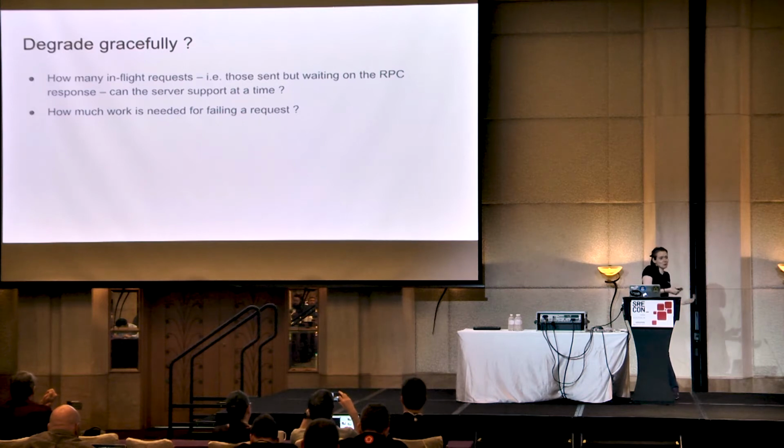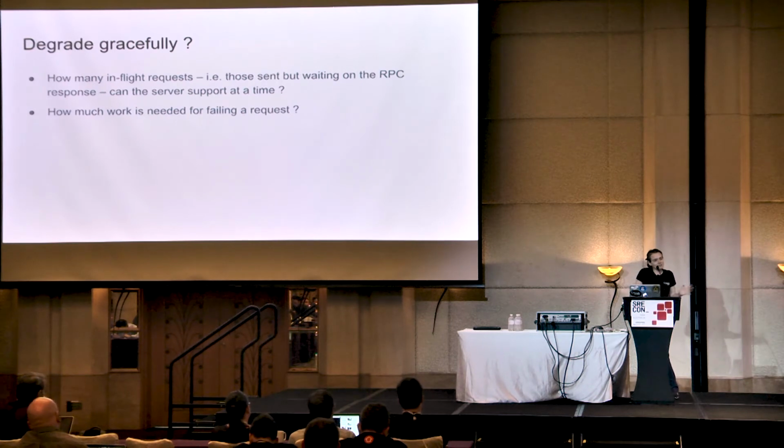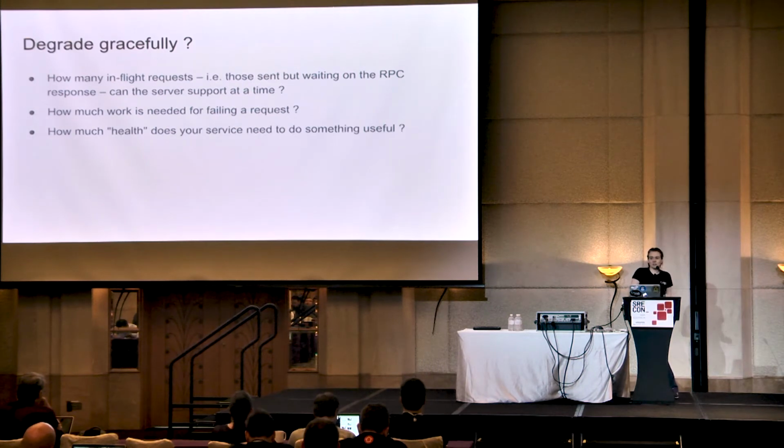If you have to do a lot more work when a request fails than when a request is working, you're going to have a bad time. Typically, it's when the service is under stress that you're going to start failing more things. So you need to have something cheap and fast that you can do when you want to fail. So if an error is more expensive, you have to start thinking about that and think about how your service fails. How much health does your service need to do something useful?